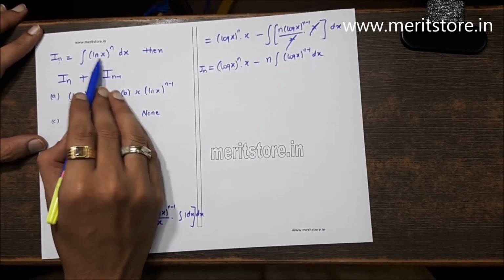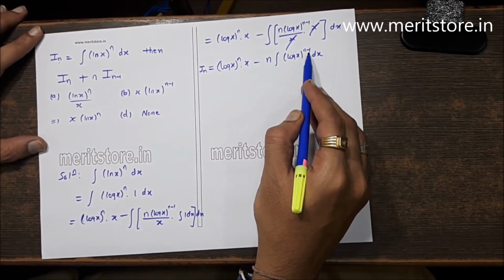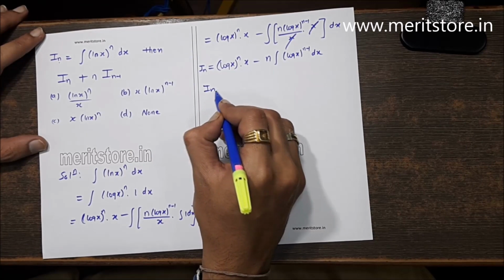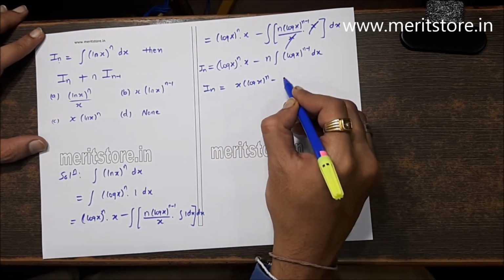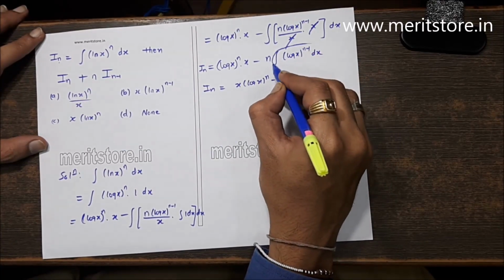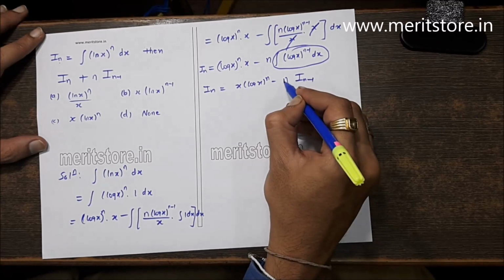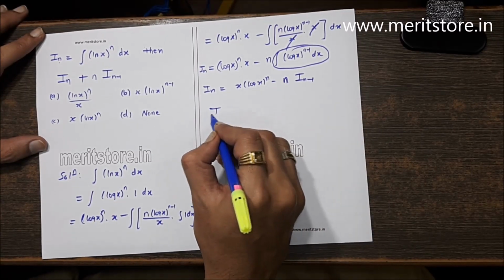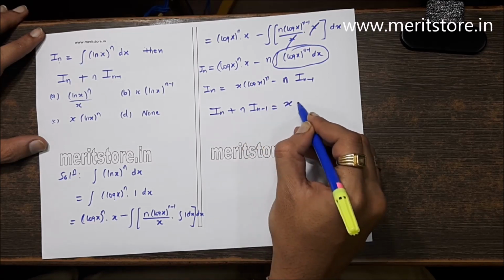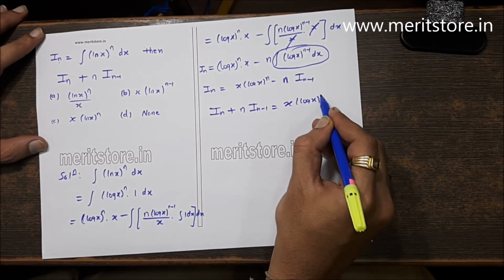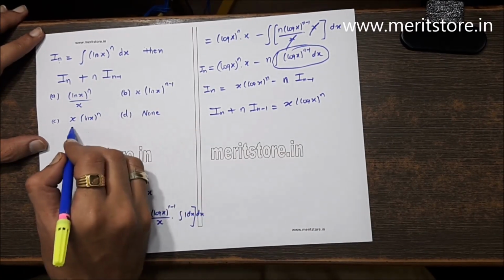Observe, my In was log x raised to n, and here I get integral of log x raised to n minus 1, and hence In is equal to x log x raised to n minus n, and this term can now be written as In minus 1. Taking the minus n on the other side, I'll get In plus n In minus 1 equals x log x raised to n, which matches with our option C.